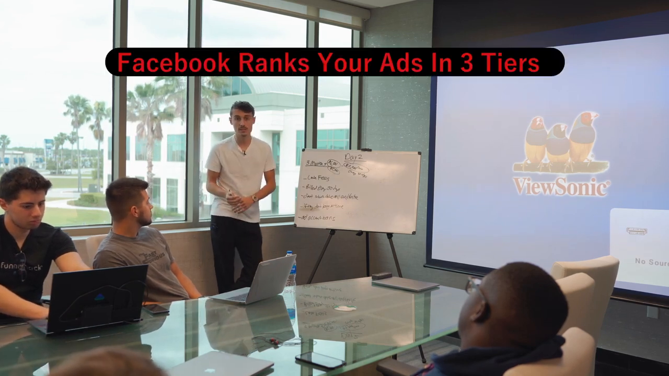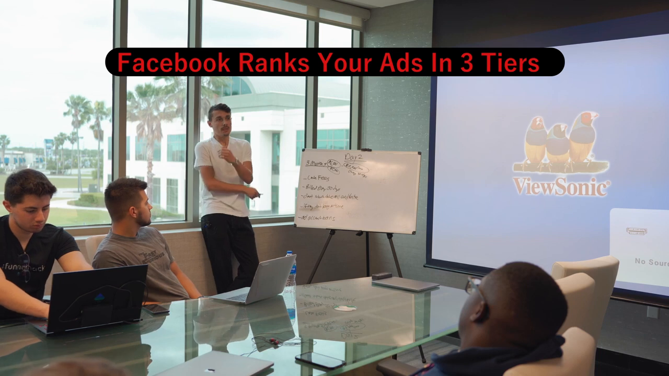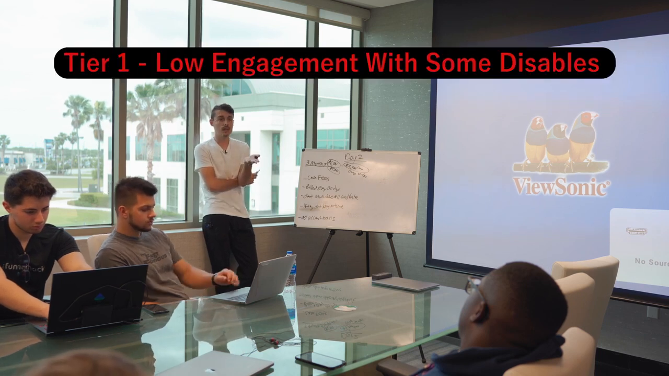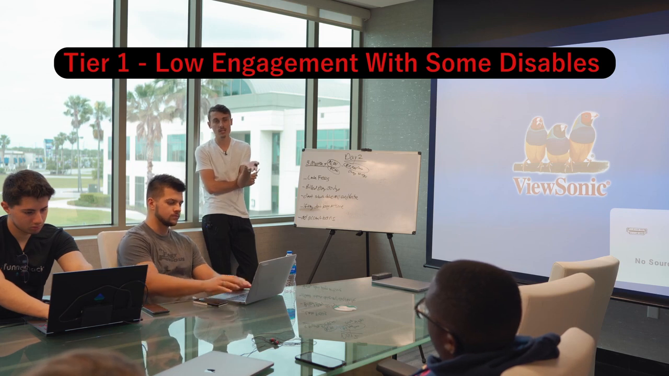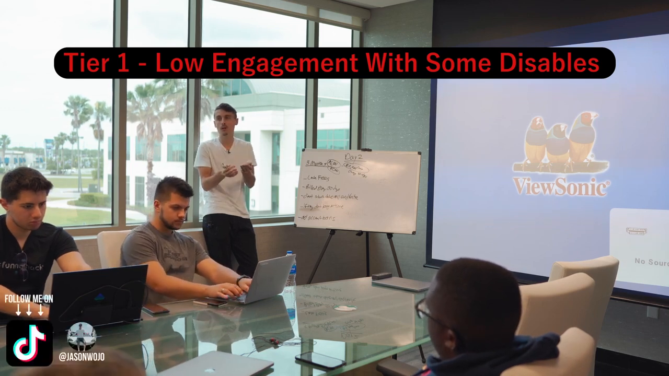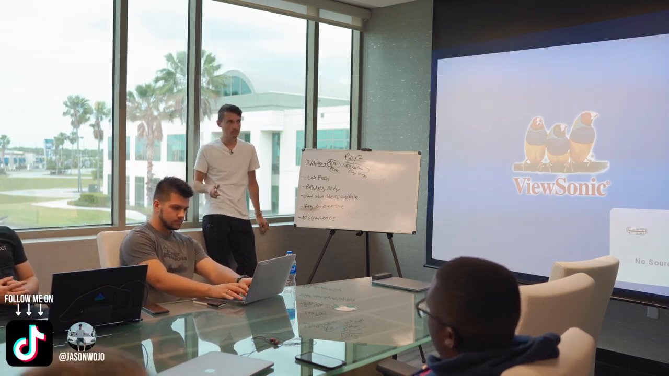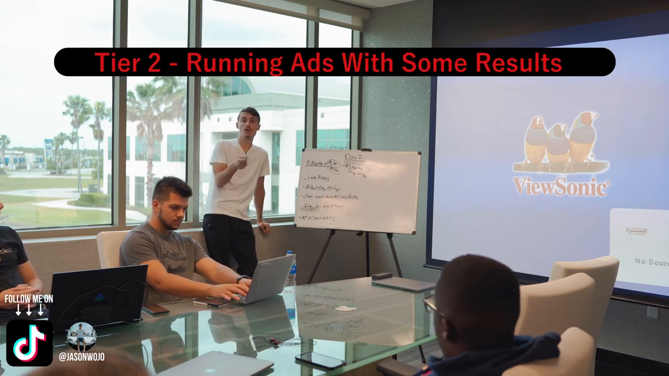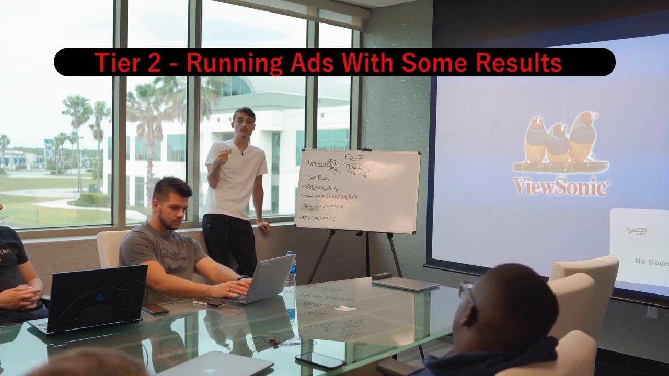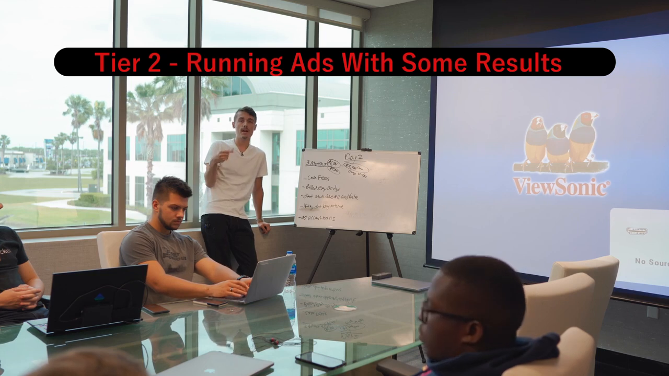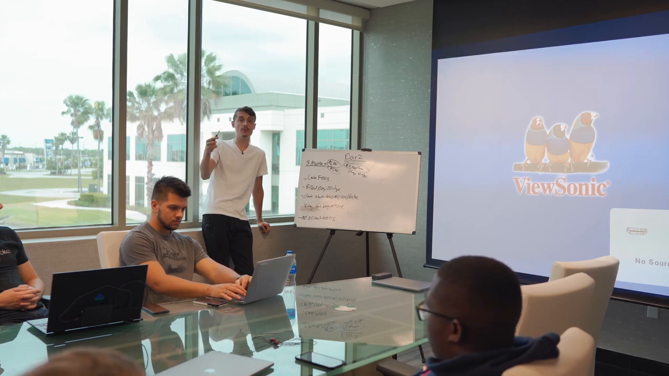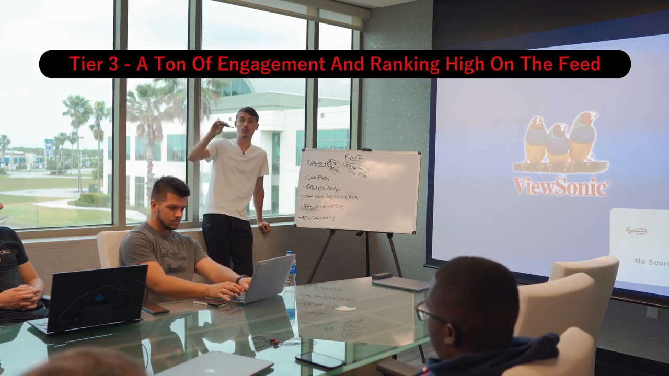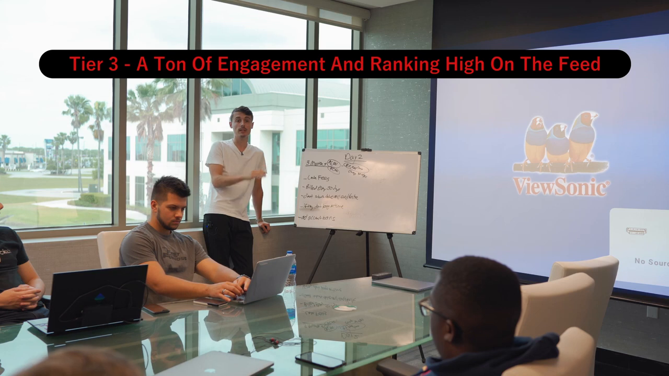Facebook ranks your ads in 3 tiers. So tier 1 is kind of just like, okay, you run ads on Facebook, you've been compliant, but they're not really getting that much engagement, and you've had some disables. Second one is, okay, your ads are running, you're getting some type of results, some of your ad sets are in Learning Limited, but you're accumulating leads, you're spending X amount of money. And then tier 3 is when your ads are getting a ton of engagement, you're ranking high on the feed. They actually have this ranking system.